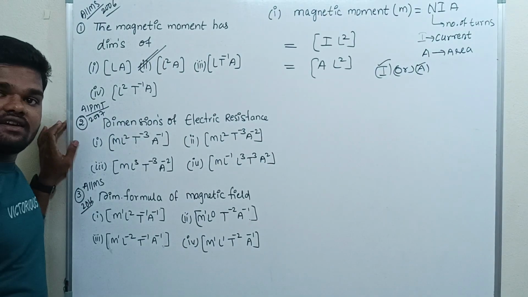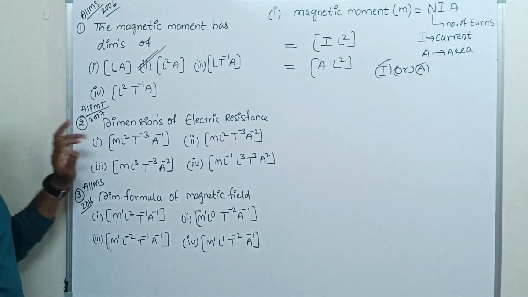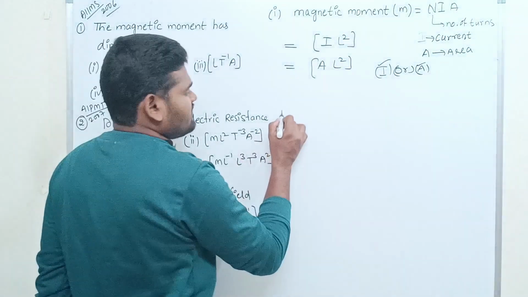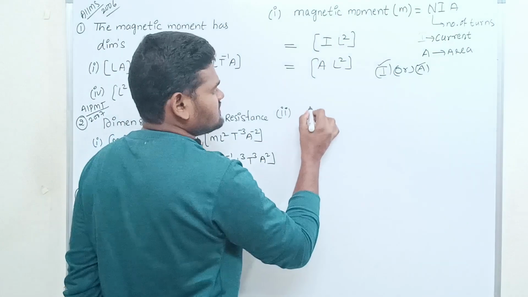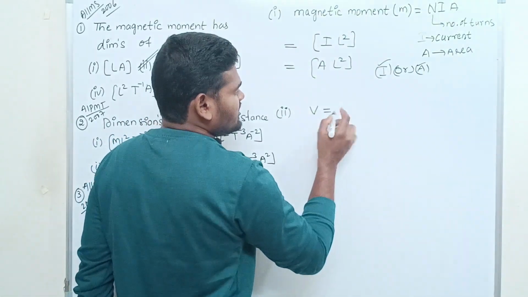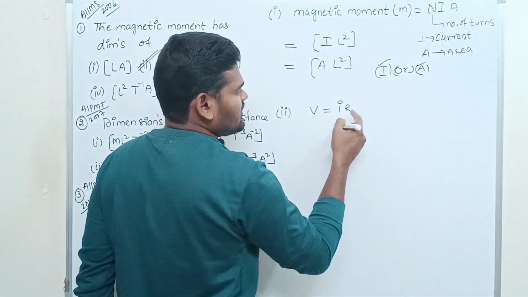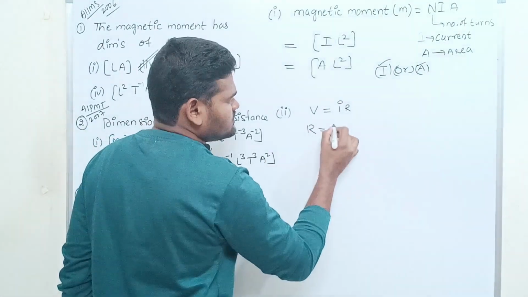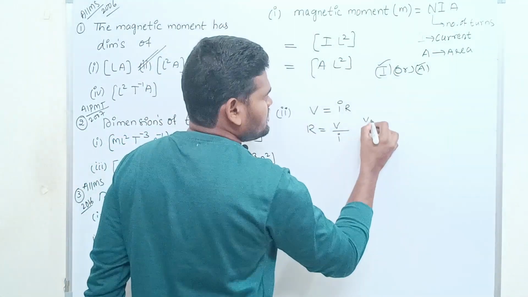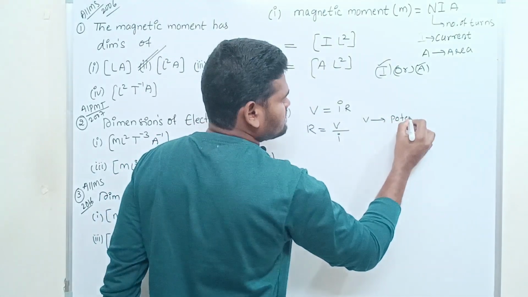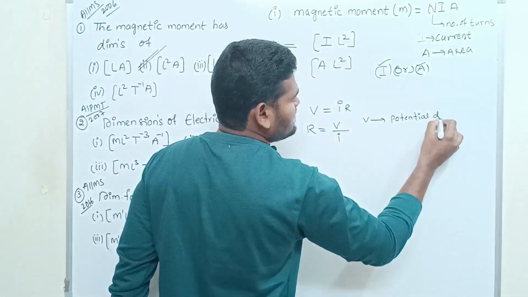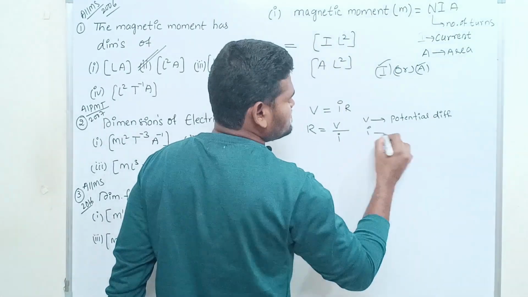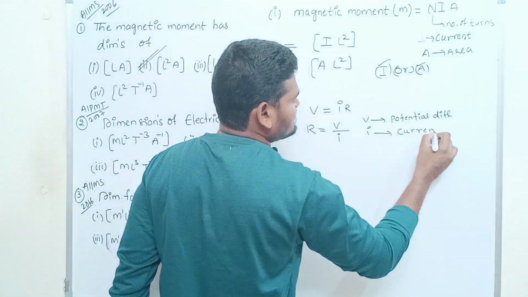Are you getting? Okay. Second one, electric resistance. So according to Ohm's law, we can write V is equals to IR, where R is nothing but what? Electric resistance. So R is equals to V by I. So V means what? Potential difference, and I tends to an electric current.